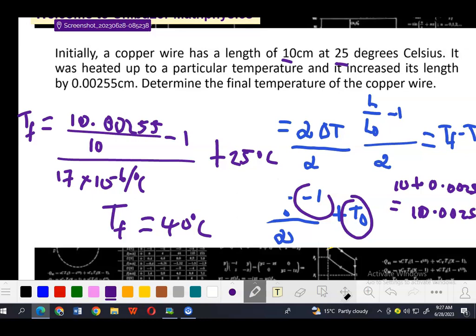So let's continue in the next video with some relevant examples or sample questions like this that will require your knowledge of thermal expansion to find solutions.